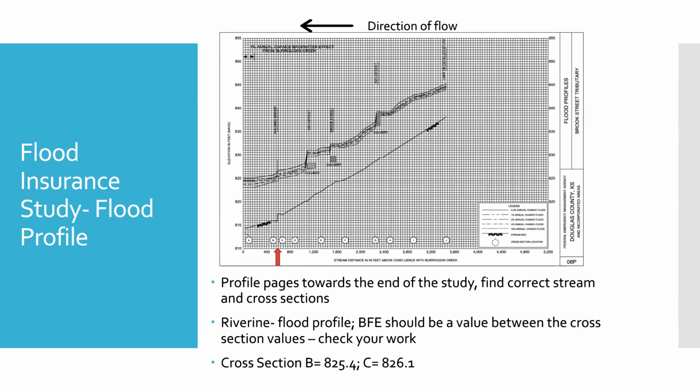And we've got our legend in the right-hand bottom corner that tells you all of the different stream intervals that are mapped out, where the stream bed is, and your cross-section locations. So when I calculate this base flood elevation, it should be somewhere between the two cross-section values. If I get a number that's outside 825.4 or 826.1, I should definitely check my work because something is wrong.